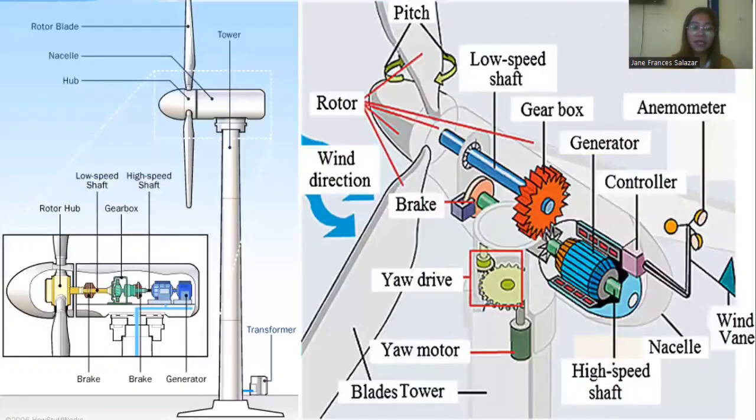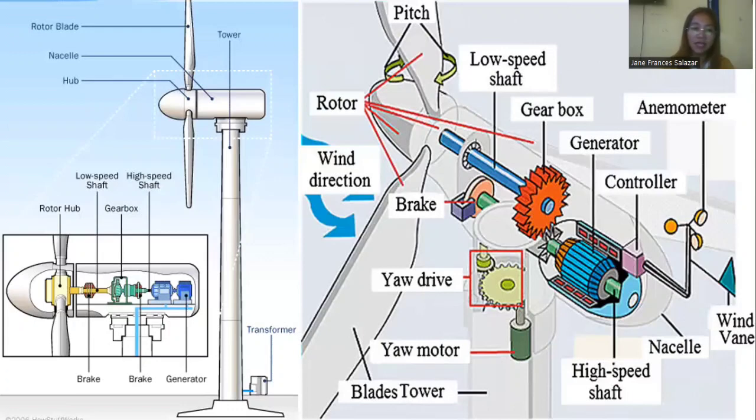Ito ang mga parts ng wind turbine. Ito yung blade, the rotor, and ang wind direction na ito ay patulak doon sa blade. And ito yung nagcacause ng pag-spin ng blade. And dito sa nacelle na ito, sa loob ng nacelle, makikita natin ang low speed shaft, the brake, the gearbox, the generator, the controller, the anemometer, the yaw drive, the yaw motor, and the blades.